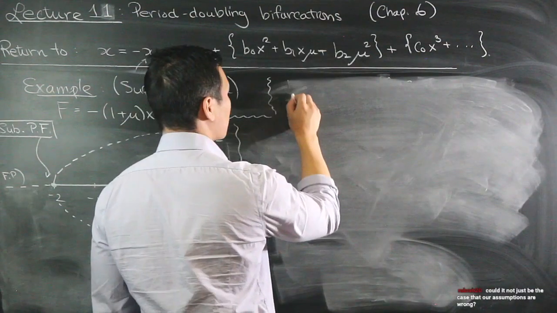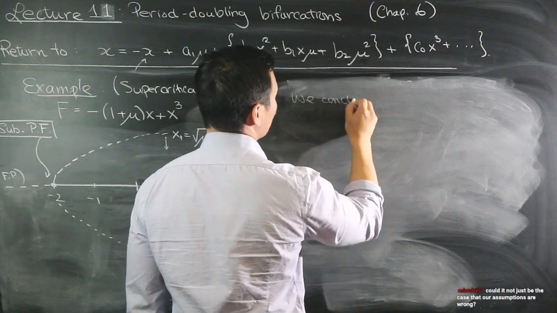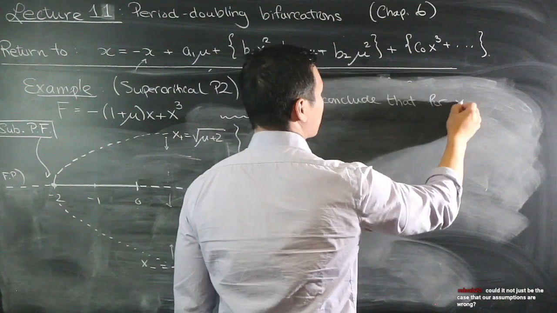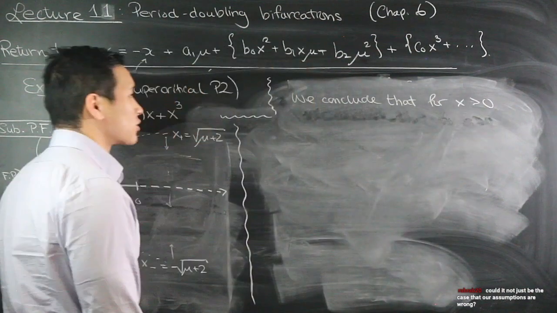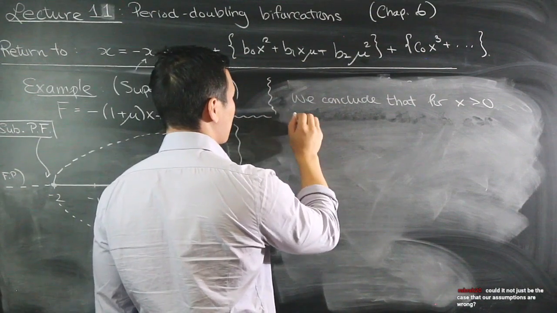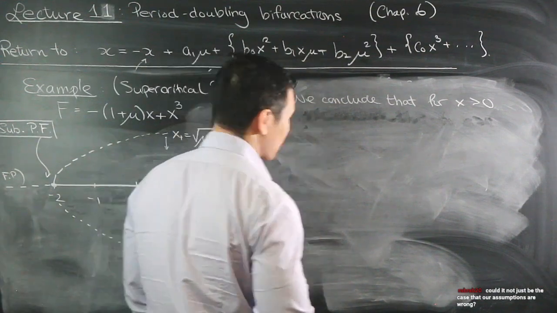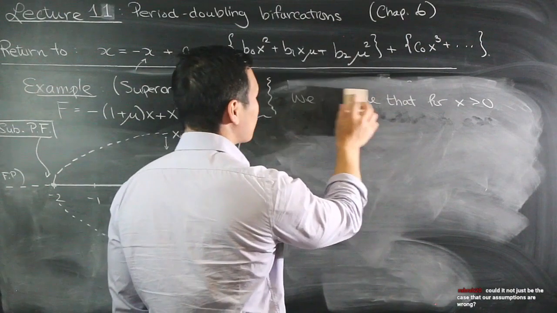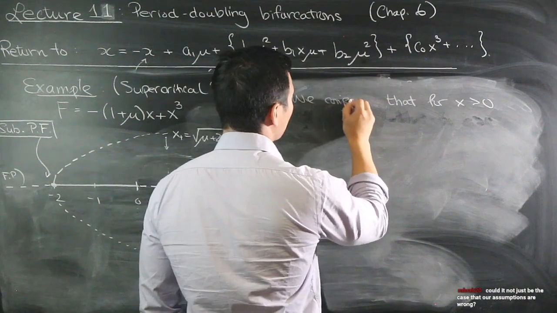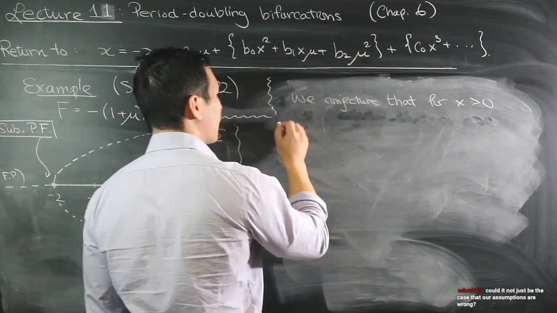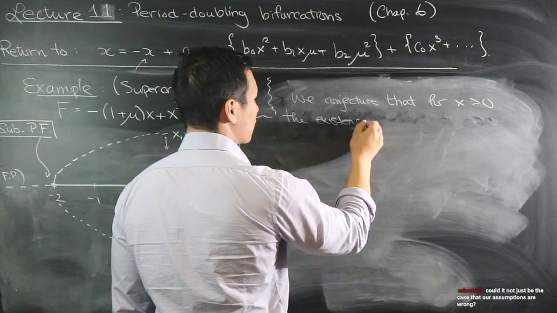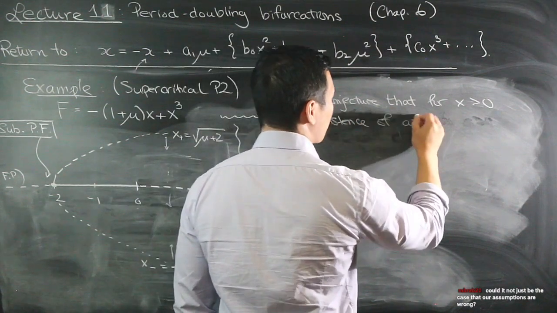So we conclude that for x greater than 0, rather we can conjecture for x greater than 0. Let's say conjecture rather than conclude. Conclude is too strong of a word. We conjecture the existence of a P2 orbit.